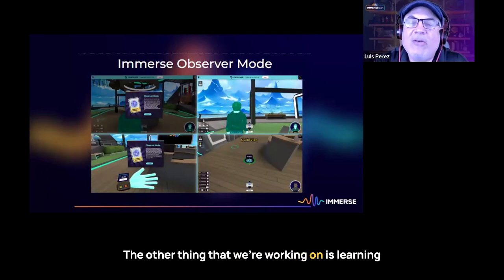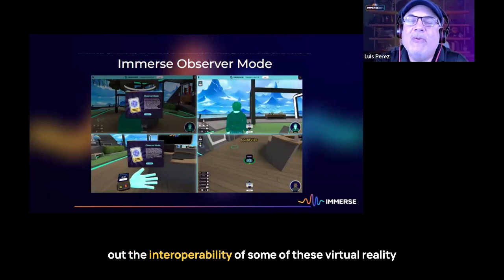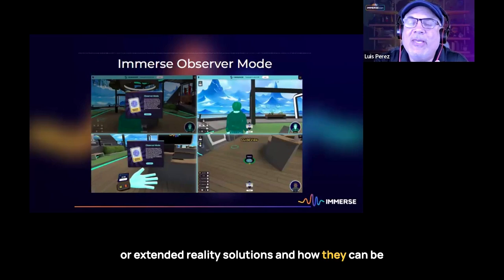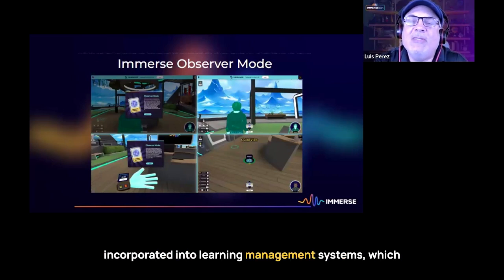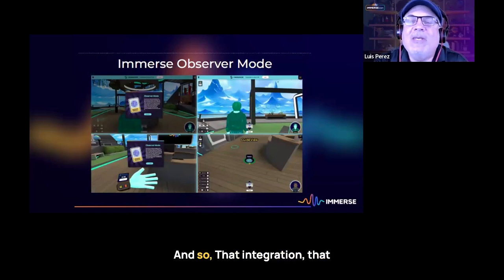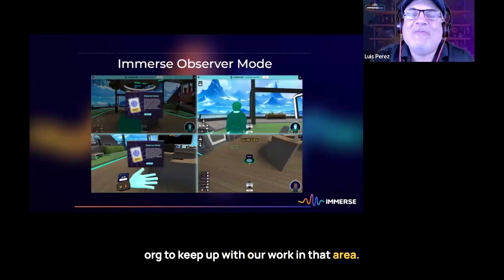The other thing that we're working on is learning management system integration, because we've heard from a lot of people that's an issue in rolling out the interoperability of some of these virtual reality or extended reality solutions, and how they can be incorporated into learning management systems, which the people that I work with in community colleges and in institutions of higher ed often use to manage their courses. And so that integration, that interoperability is really important. So stay tuned. Visit recitexr.org to keep up with our work in that area.